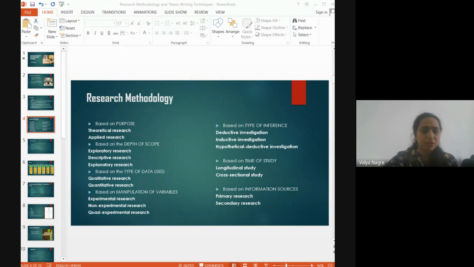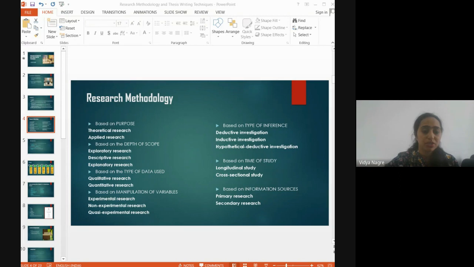The second type of research methodology depends on the depth of scope. For example, exploratory research, descriptive research, and explanatory research. Exploratory, if you want to explore more in a topic on which some studies have already happened. Descriptive, in order to describe a certain factor in detail, then you can use the descriptive research methodology. For example, investigating the standard of living in rural and urban areas. Thereafter, an explanatory research example can be understanding toddlers' behavior while watching cartoons. It is more explanatory, to explain how certain factors influence the behavior of children.